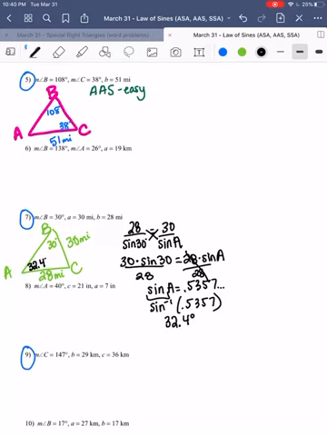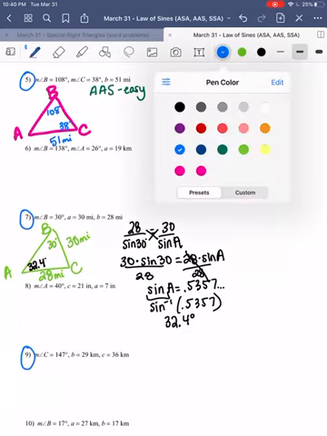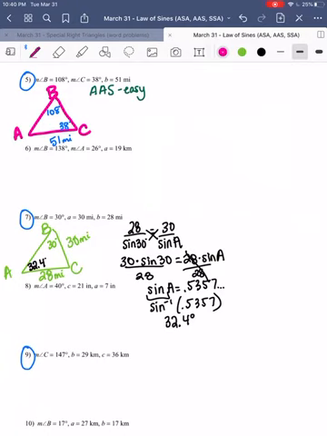All right. Now, here's what you should do. Oh, you know what I should have done to begin with? I kind of jumped the gun here. I should have asked immediately, is this SAS, ASA, AAS, or SSA? And so this is a side, this is a side, and this is an angle. So it's ASS, or that word backwards.